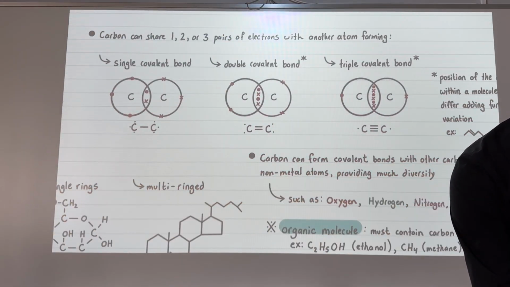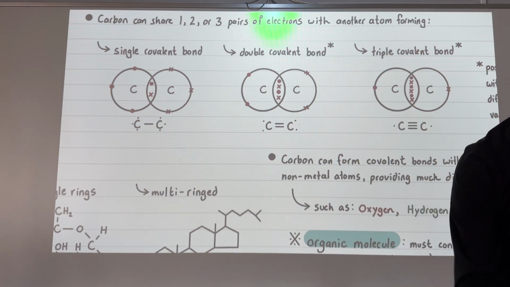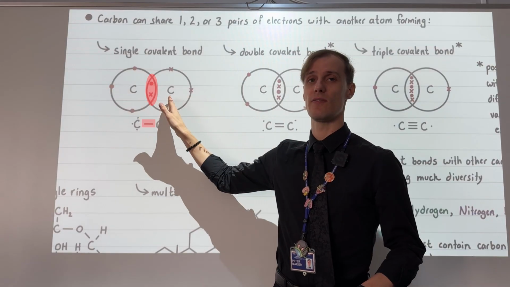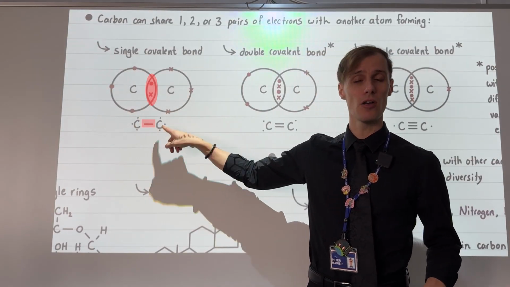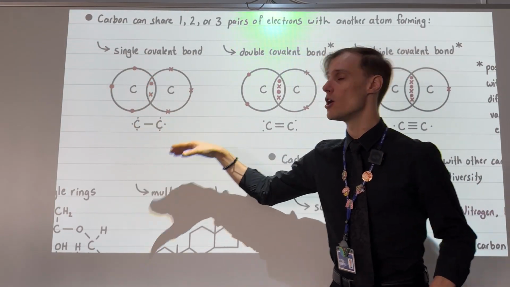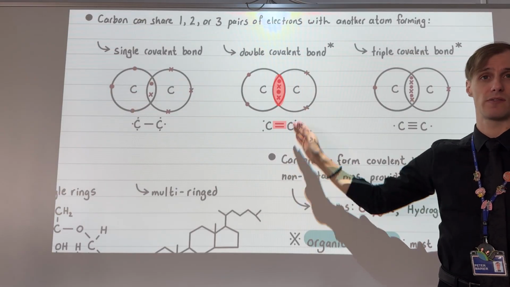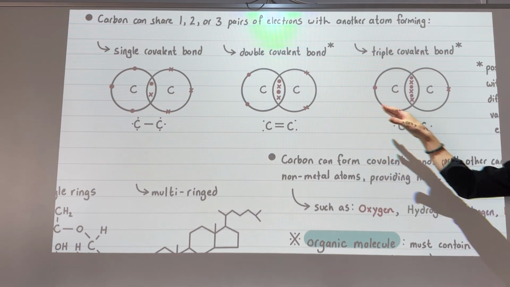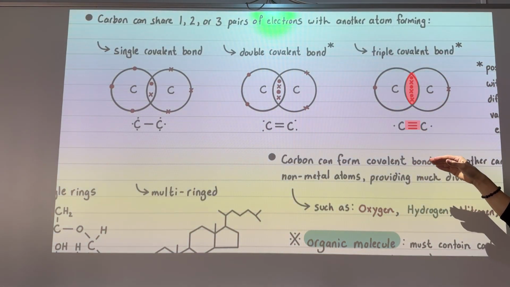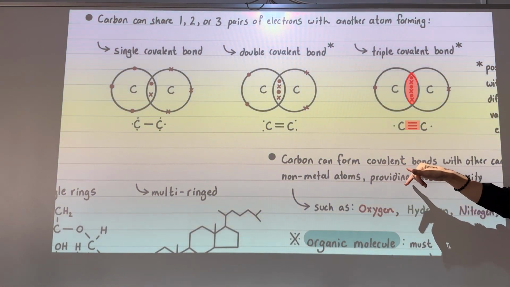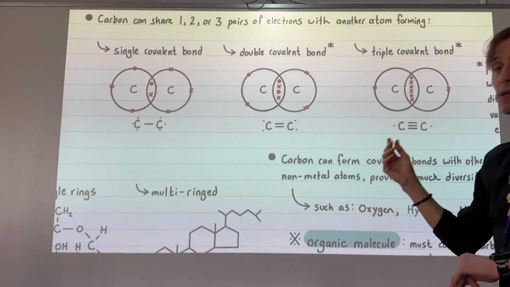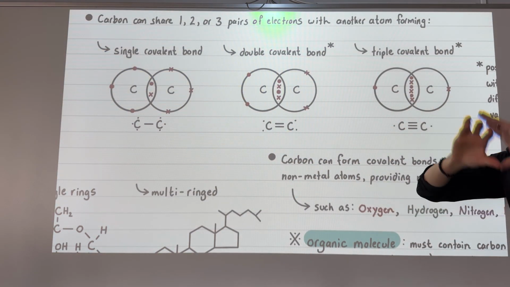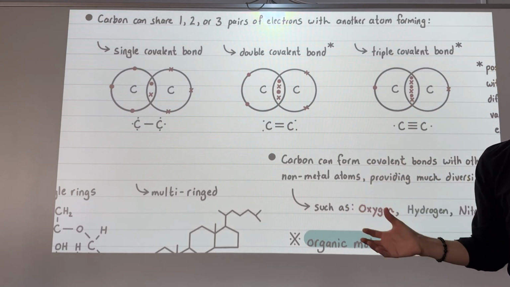Now, what's quite amazing is the sheer variety of bonds that it can make. Carbon may share a single pair of electrons in a single covalent bond, which is represented by a single line. Carbon may also share 2 pairs of electrons in what's called a double bond, represented by 2 solid lines. Or carbon may even share 3 pairs of electrons in what's called a triple bond. So if these are hydrocarbons, this would be an alkane, an alkene, and an alkyne. And so there's a huge amount of variety that carbon can already form.